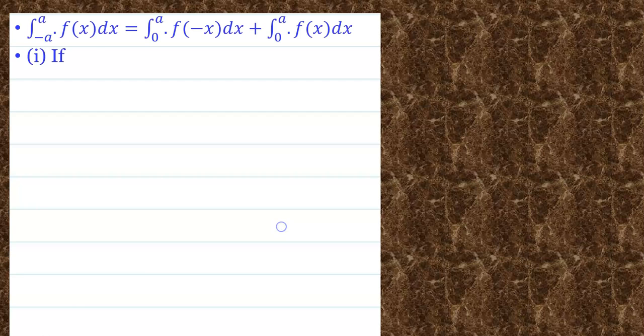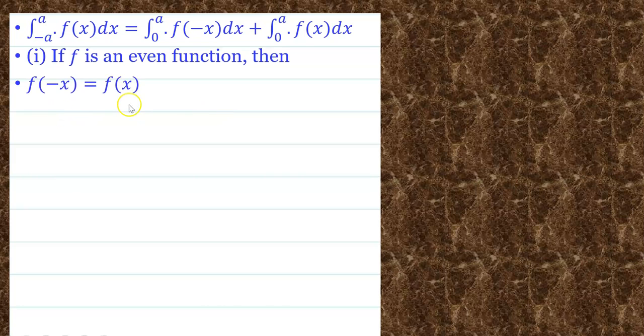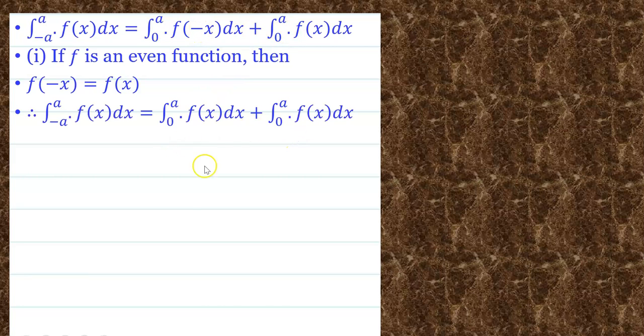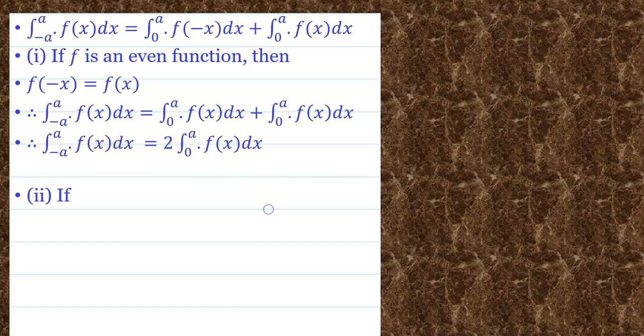Okay, now if f is an even function, that is f of minus x is equals to f of x, म्हणजे f of minus x is replaced by f of x. Then both are same. Then that integral will become 2 times integral 0 to a f of x dx, and therefore integral minus a to a f of x dx is equals to 2 times integral 0 to a f of x dx when the given function is an even function.